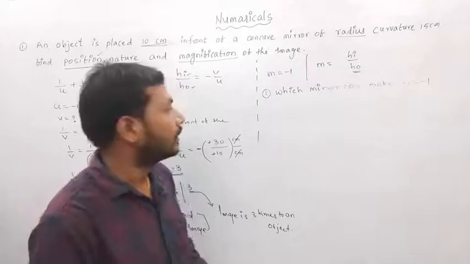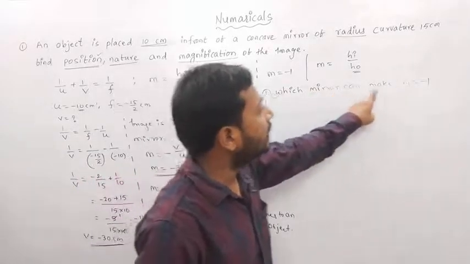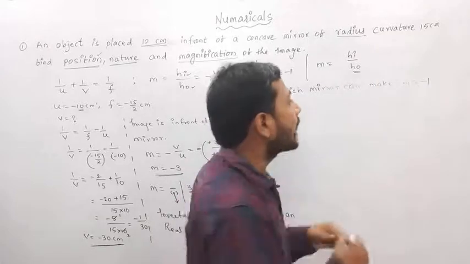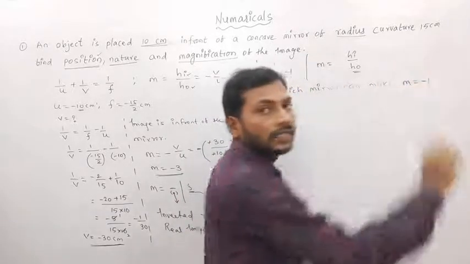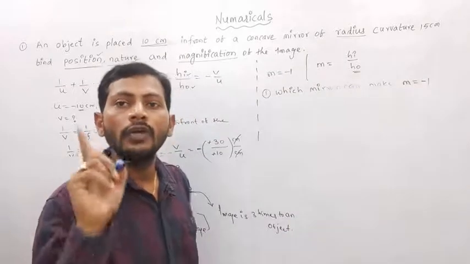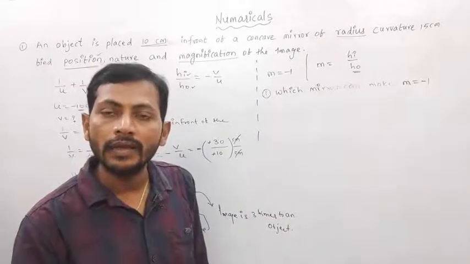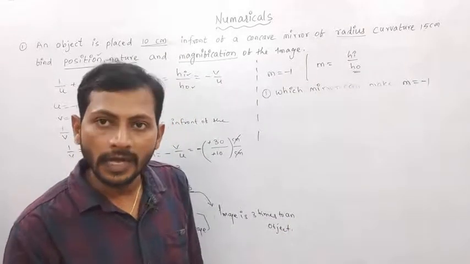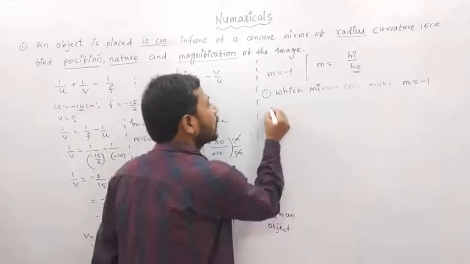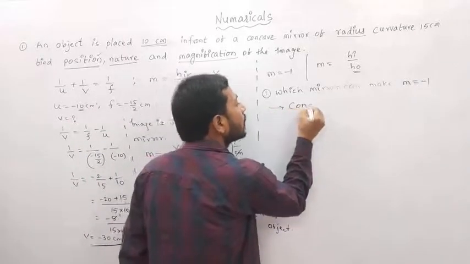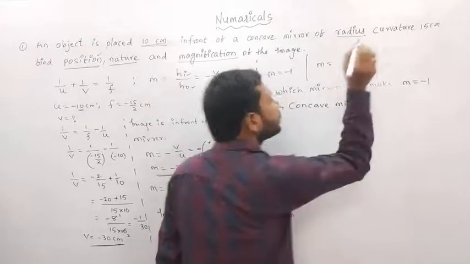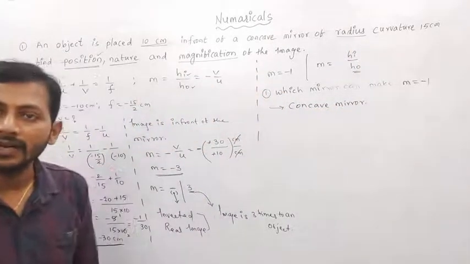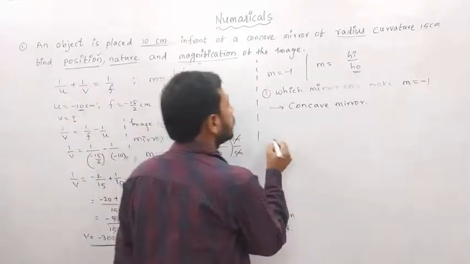Convex mirror. Here magnification is minus 1. Magnification is minus 1 means by seeing this one we understand that only one mirror can make a real image. That mirror is a concave mirror. That's why I am writing the answer is concave mirror. Clear, children?